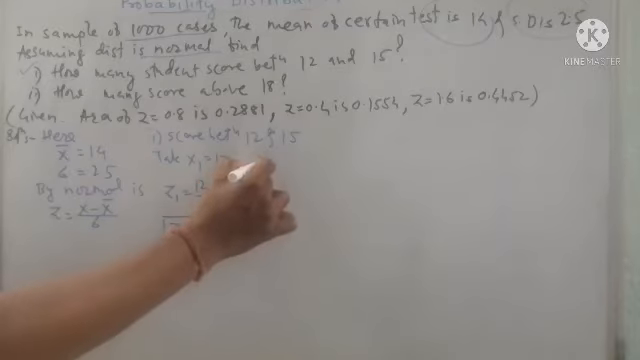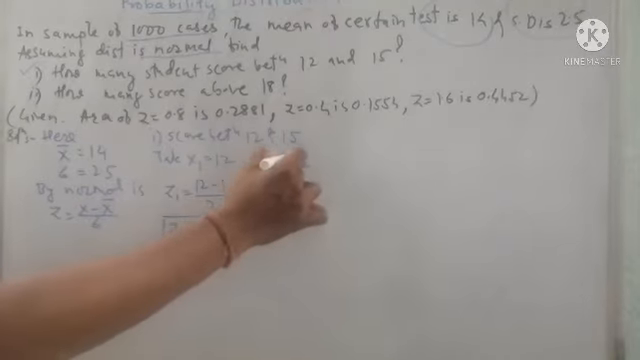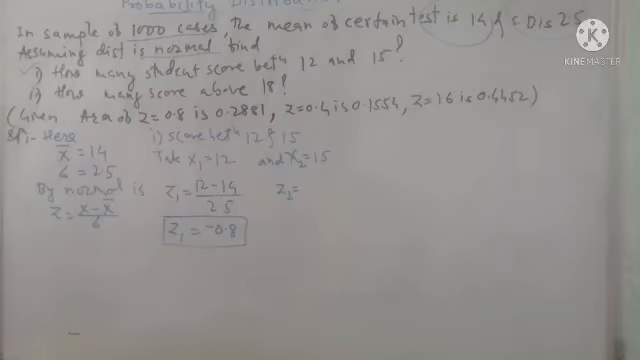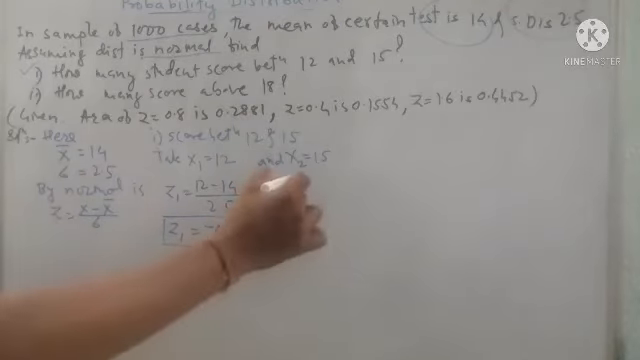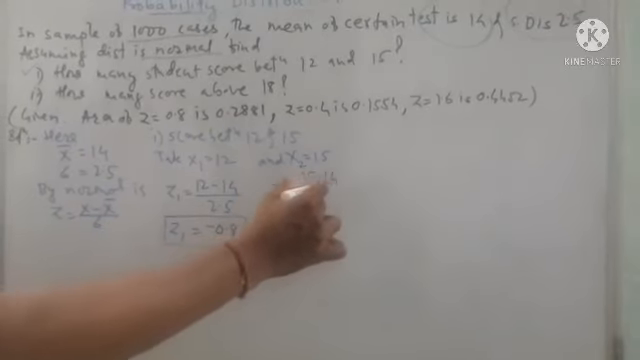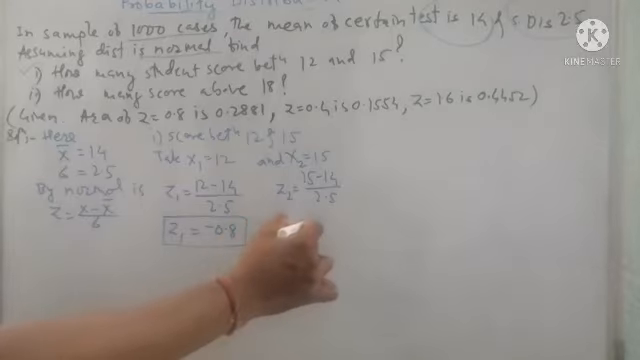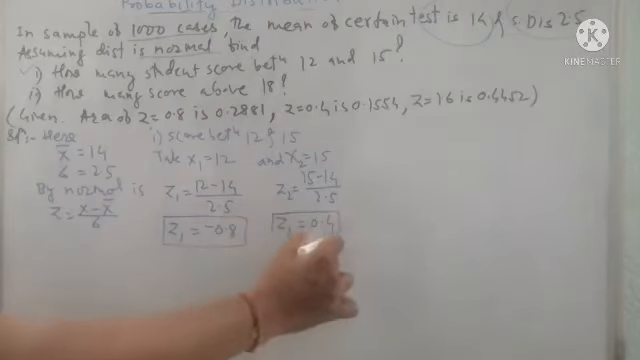Now the second random variable is x2 equal to 15, so we evaluate the corresponding z2 by taking x as 15 in the formula. So 15 minus x bar, which is 14, divided by 2.5. So z2 is 1 divided by 2.5, that is 0.4. So we get z1 and z2.